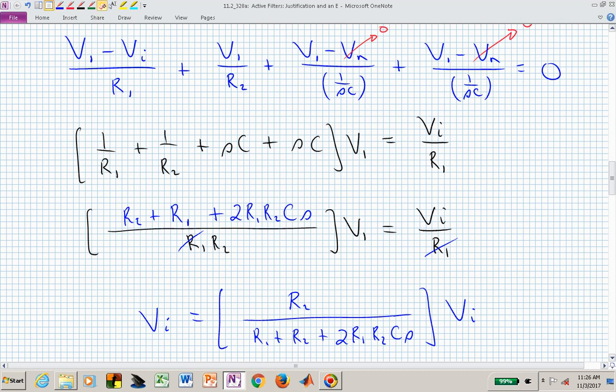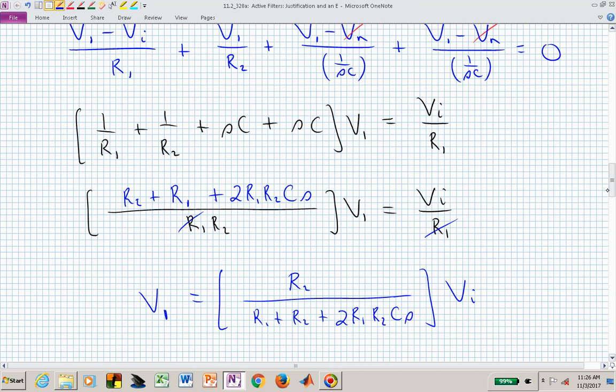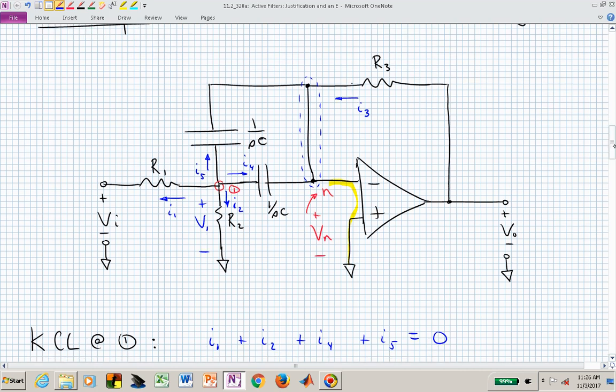So I basically was solving for V sub 1, so let me put that over here, leaving V sub 1 on the left. V sub 1 is now equal to, if we just multiply by the reciprocal of this black bracketed expression that scales V sub 1, we now have a transfer function between V sub I and V sub 1. Now we know this transfer function between V sub I and V sub 1.